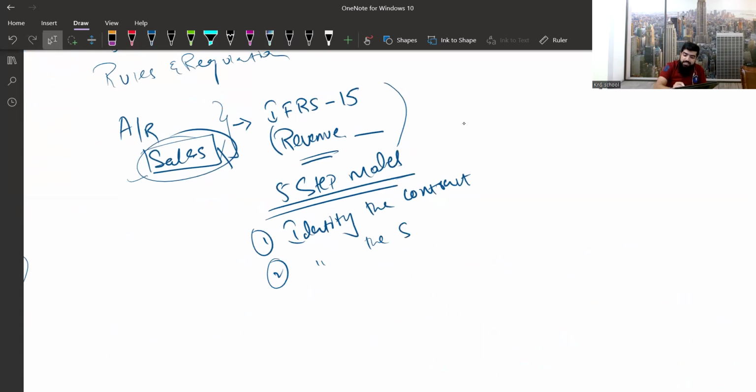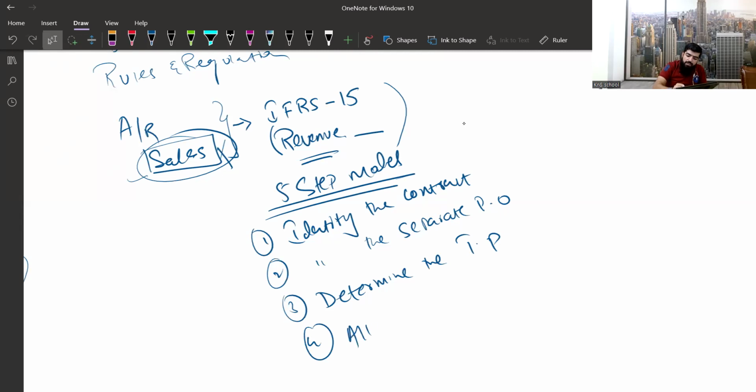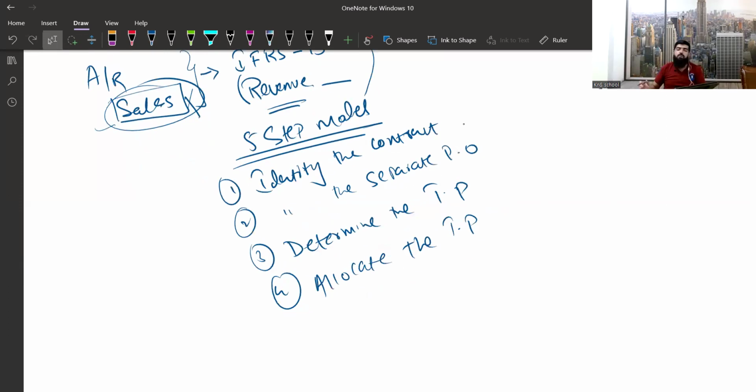Identify the separate performance obligation. Number three, determine the transaction price. Number four, allocate the transaction price. Definitely, I'm not going into the details of these points. Once you start the course, we will have a detailed discussion of these 5-step models. And last, finally, recognize revenue.